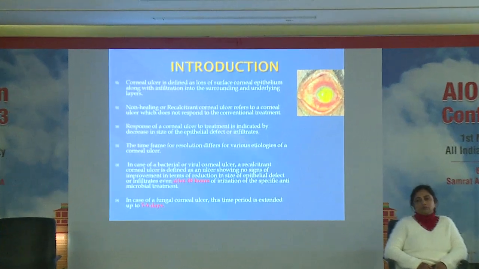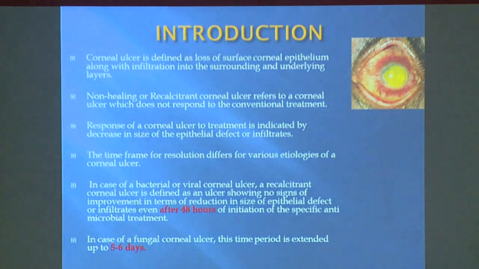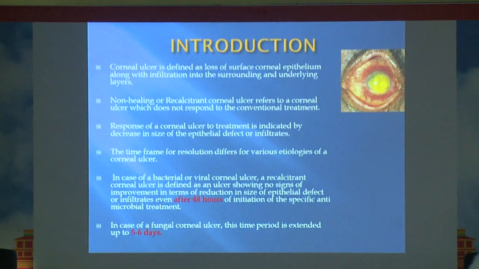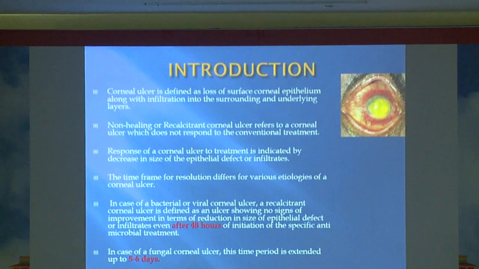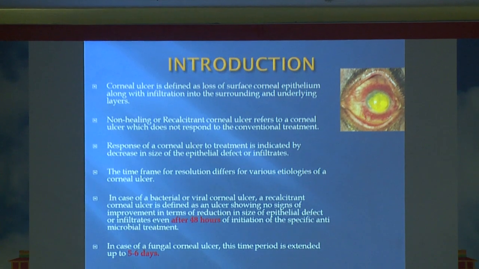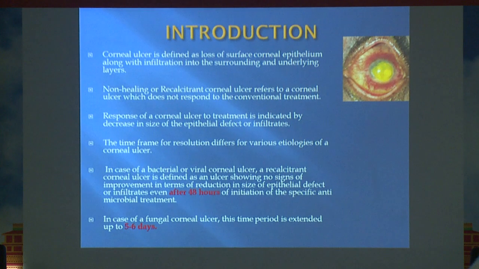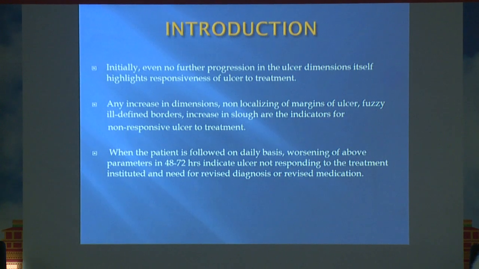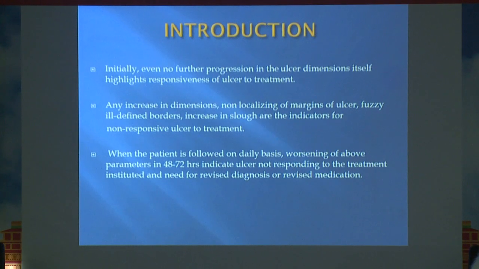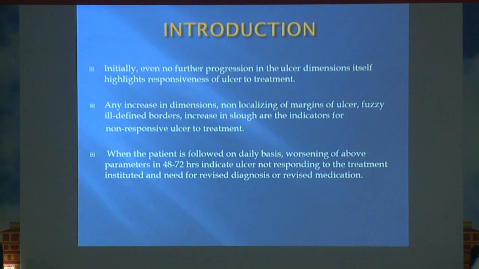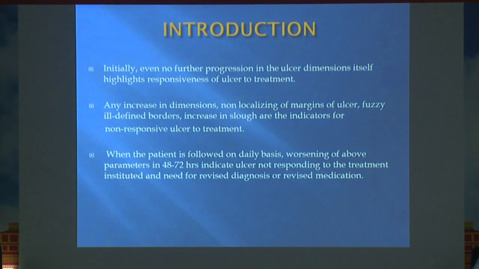Like in case of bacterial or viral corneal ulcer, even after 48 hours of initiation of specific antimicrobial therapy, if the ulcer is not resolving, there is no sign of improvement, then we label it as non-resolving. And in case of fungal corneal ulcer, this time period extends up to 5 to 6 days. Initially, even no further progression in ulcer dimension itself highlights responsiveness of treatment.